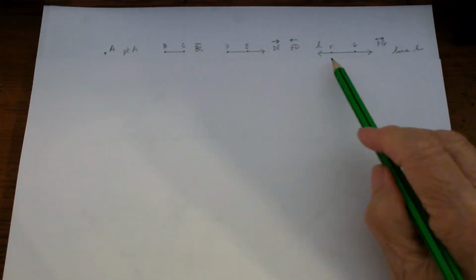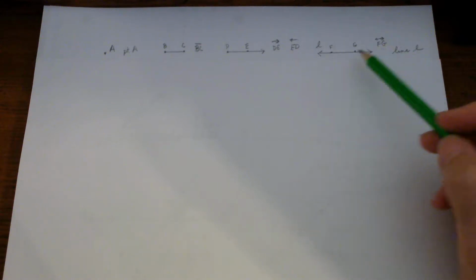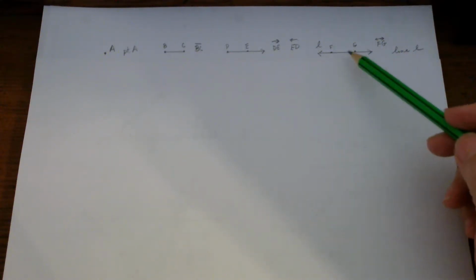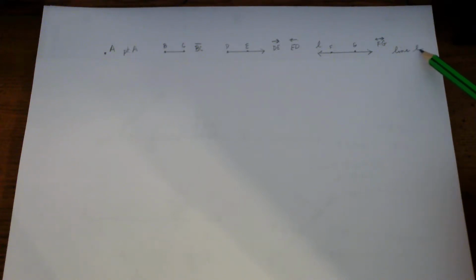And of course we know that two points determine a line. I could name this line line FG, or we can name lines with lowercase cursive letters, which would make this line L. Now I drew an angle.